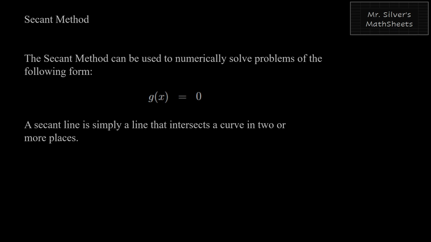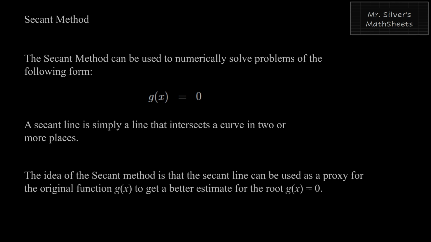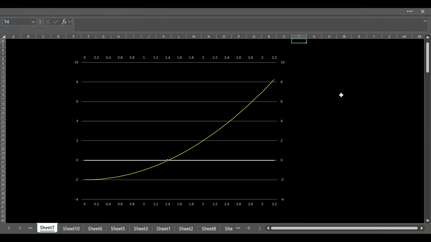And the secant line is simply a line that intersects the curve in two or more places. We'll use that as a proxy for g of x. We find 2 points on g of x. We use a line. We find out where it intersects the x-axis. And we go on from that.